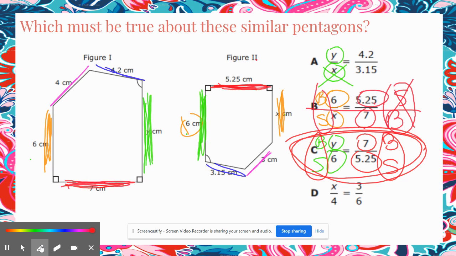And I can just show you why it's not D. X is orange, looking at 4, which is pink, so it's not that one. Hopefully that gives you a little bit better understanding of how to set them up and figure out which ones are proportional.